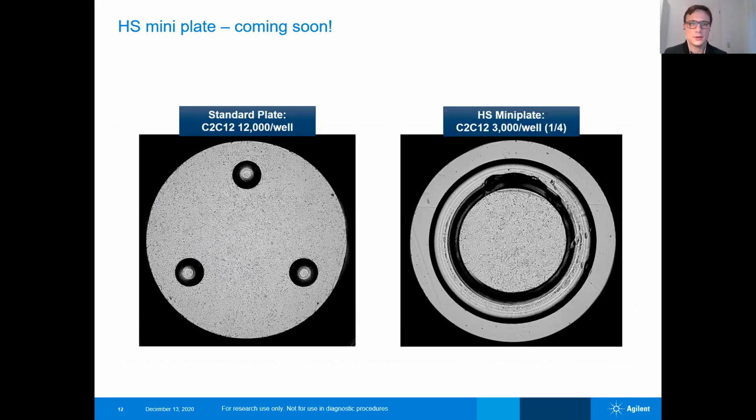As you can see here, in a standard XFP plate you would seed, for example, for C2C12 cells, 12,000 cells. With the HS Mini plate, you would probably only need about 3,000 cells to generate the same result. So with this new instrument and these new plates, you will be able to reduce the cell numbers you would need for an analysis by a factor of 3 or 4.